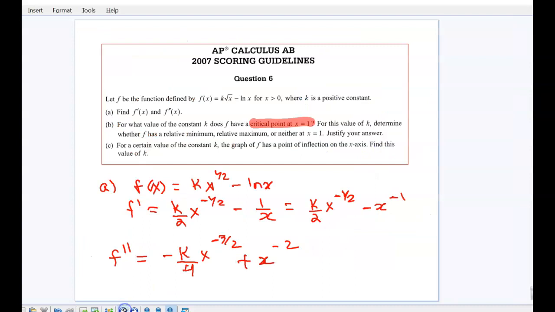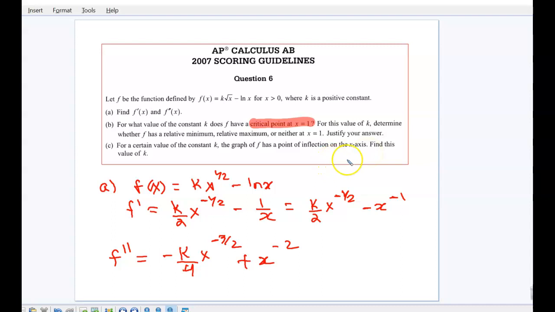Now question C is saying, for what value of k does the graph have an inflection point on the x-axis, and find this value of k. Now question C is fairly difficult. But it's saying for what value of k would the graph have an inflection point on the x-axis?